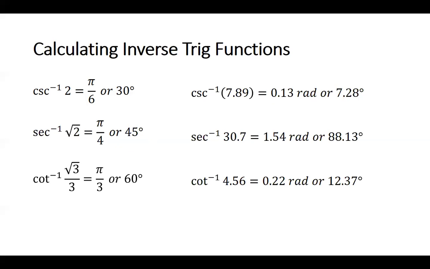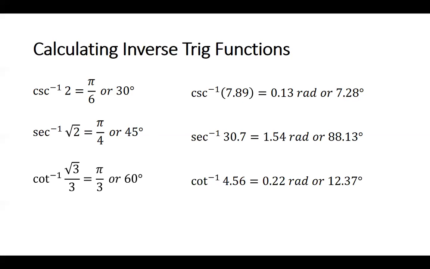And then for cotangent, the inverse cotangent of 4.56. If you plug it into your calculator directly, because you have an inverse cotangent, you get 0.22 radians or 12.37 degrees. Or you can plug it in as the inverse tangent of 1 over 4.56, which will also give you 0.22 radians or 12.37 degrees.